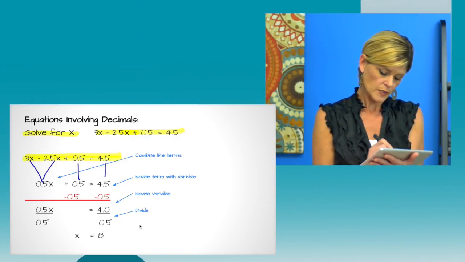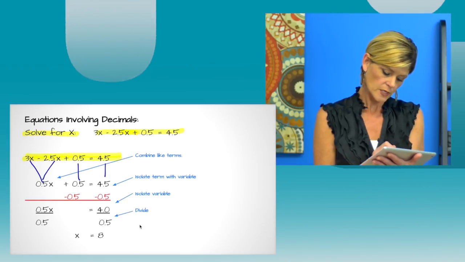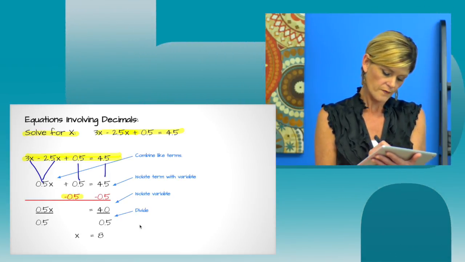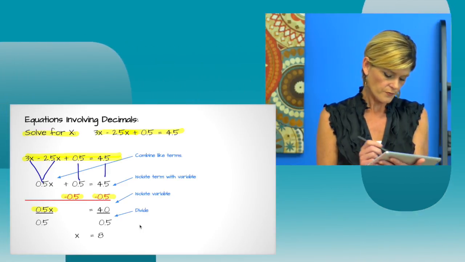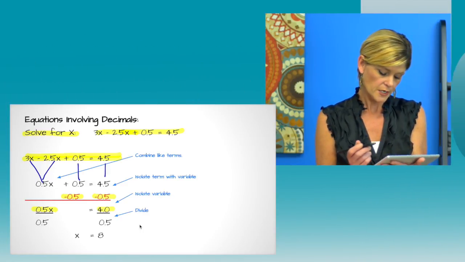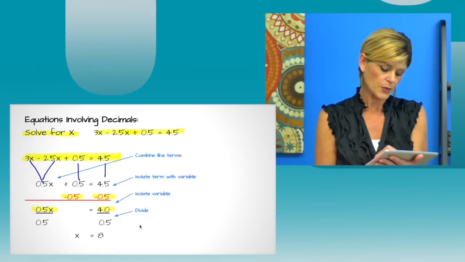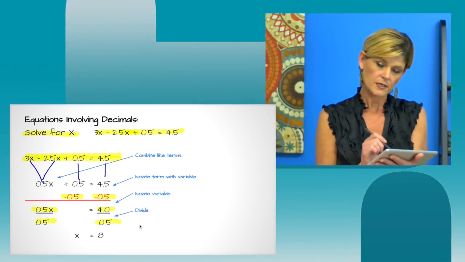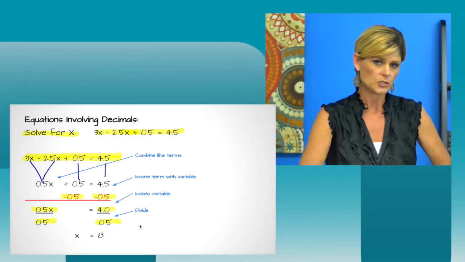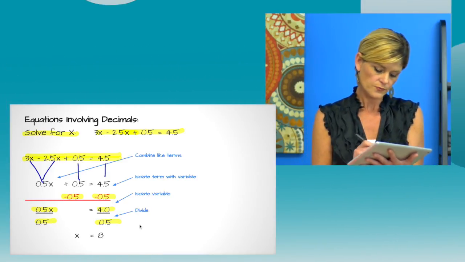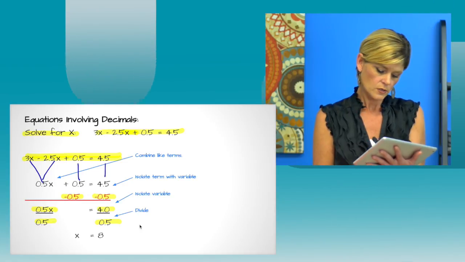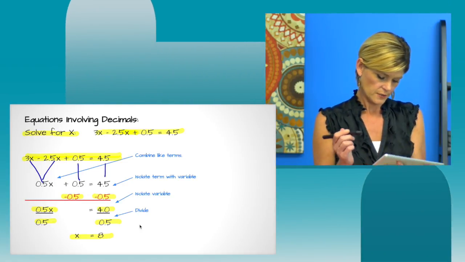Next, I want to isolate that variable, so I need to subtract 0.5 from both sides of the equal sign. I'm left with 0.5x equals 4.0. I'm going to divide both sides by 0.5 because division is the inverse operation of multiplication. And I am left with x equals 4 divided by 0.5, and the answer is 8.